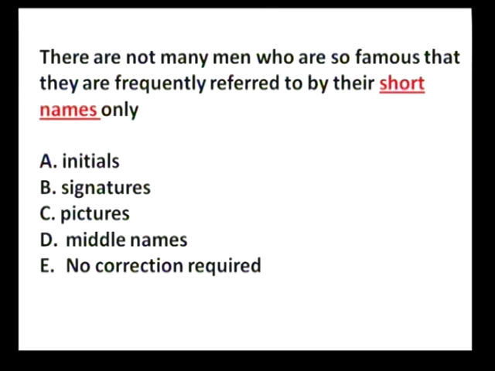Next. There are not many men who are so famous that they are frequently referred to by their short names only. Now short names, is it short names or initials, signatures, pictures, or middle names? Or is it no correction required? The correct answer is initials. There are a lot of people where they are referred to with only the initials, right? Like JFK. John F. Kennedy is always referred as JFK.